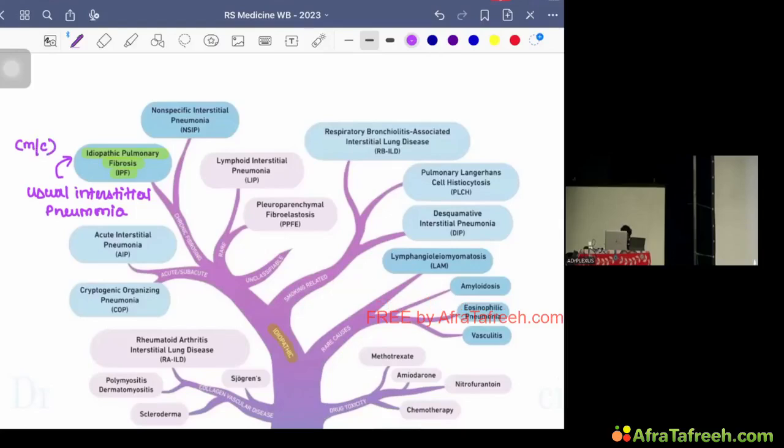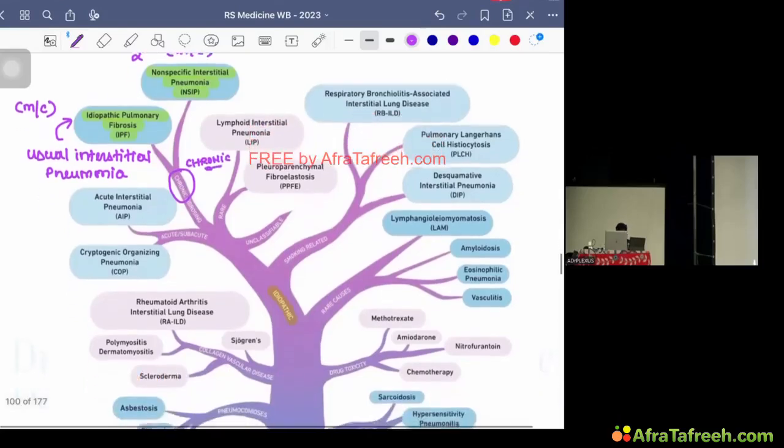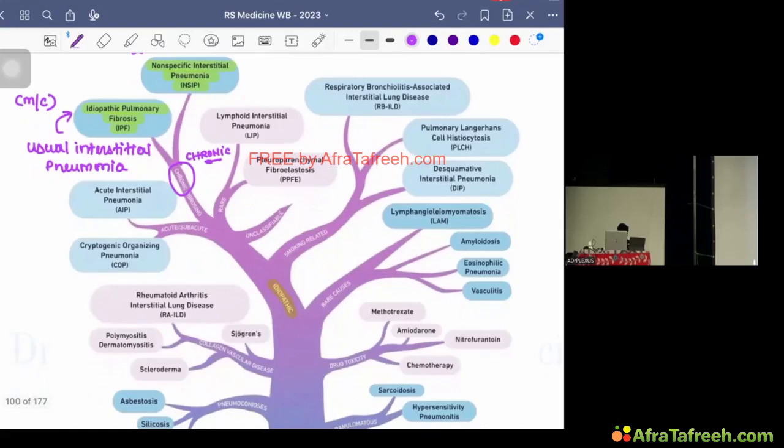The second most common lung disease is going to be NSIP, which is called non-specific interstitial pneumonia. These two conditions are chronic conditions. Then coming to acute conditions, we have two conditions here.